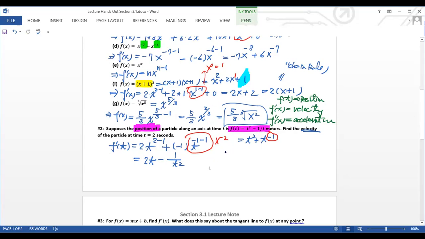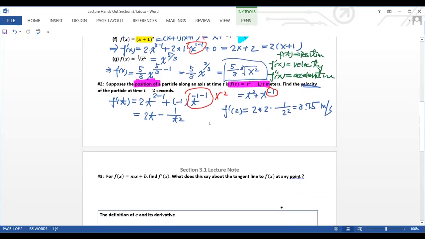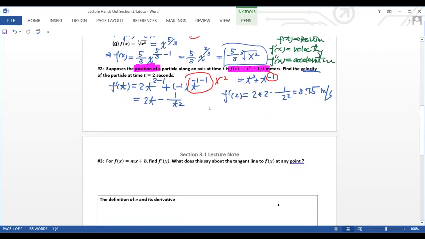Then they ask for t equal to 2, you just plug the 2 into the f prime. So this is 2 times 2 minus 1 over 2 squared. So 4 minus 1/4. So it's 3.75 meters per second here. Okay, right? Okay, so now let's take a look.